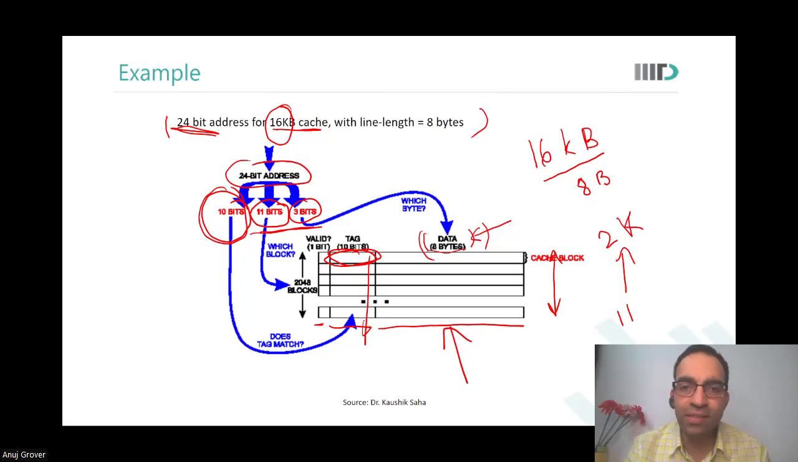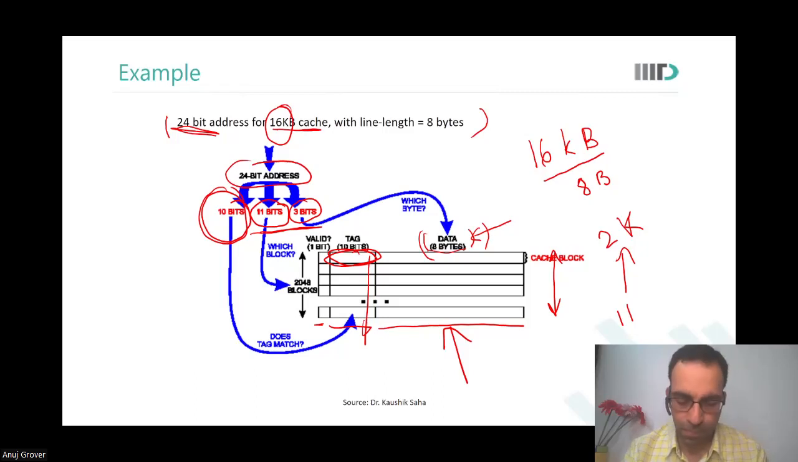Set associative ko kaise access karna, abhi dekhte hain. Pehle direct wala samajh mein aa gaya? Yes, sir. So, let's not run ahead of the class because there are some students who would not understand that also. This part, until here it is clear, everyone?